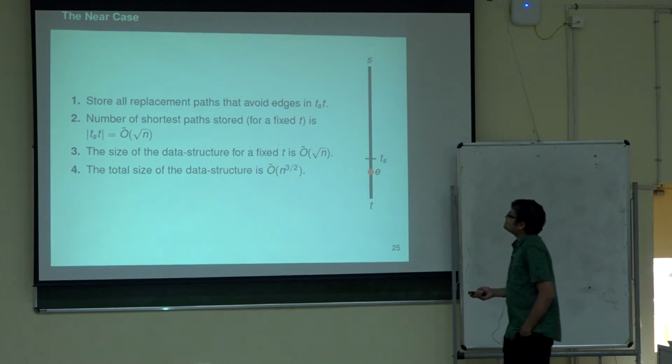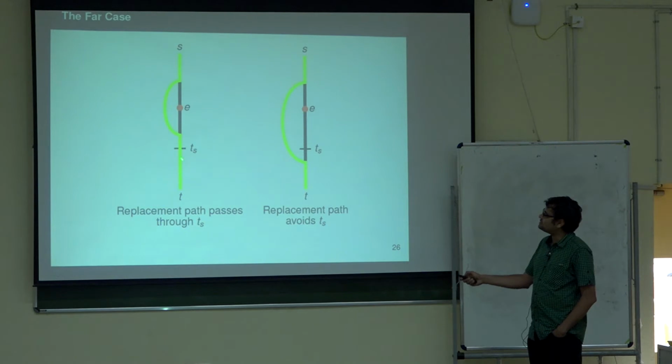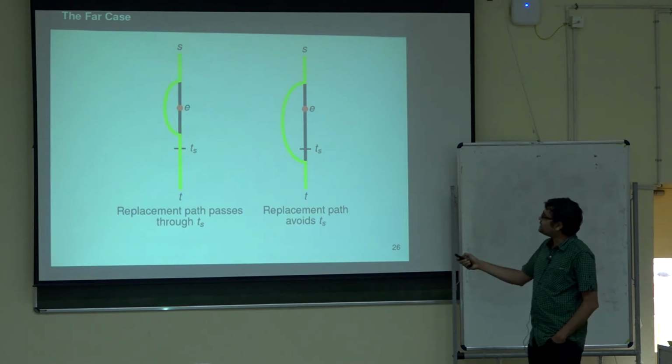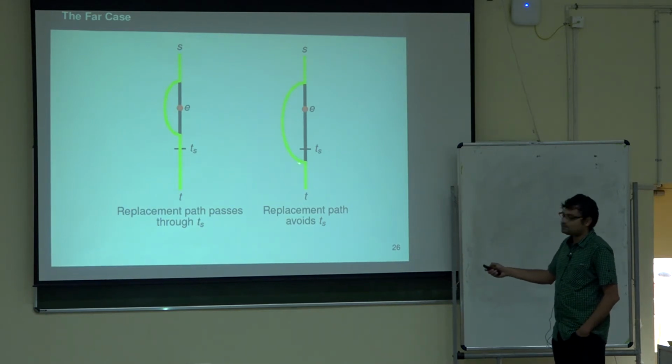So this is the easy case. Now let's look at the next case, which is the far case, which means the edge exists on the STS path. Okay, and now I claim that the replacement path might look like this. So it might pass through this particular vertex TS, or it may avoid the vertex TS.